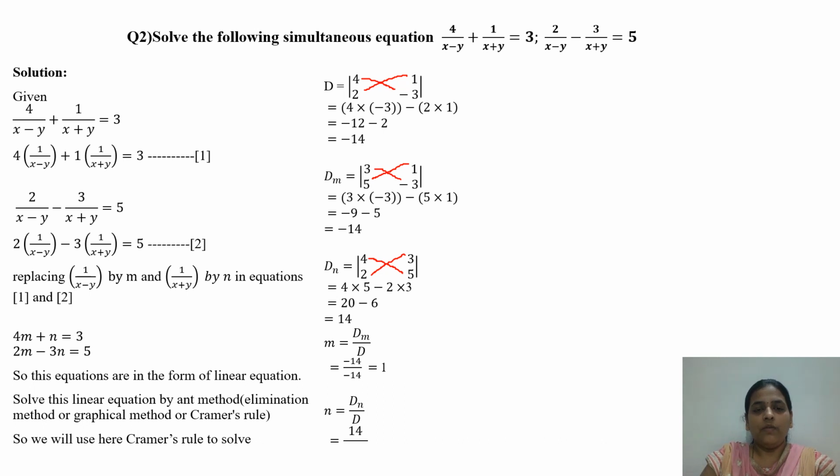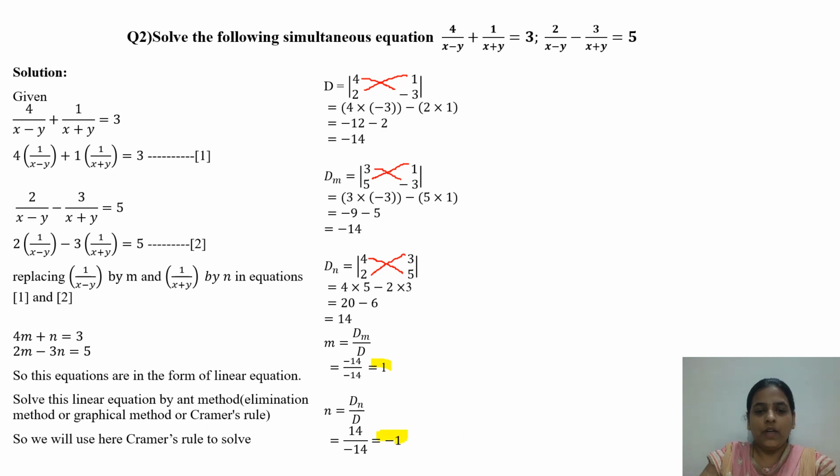Next calculate the value of n, that is we want to divide dn by d. So what is the value of dn here? That is 14. And what is the value of d? Minus 14. Therefore the answer is minus 1. Correct. So what is the value of m? That is 1. And what is the value of n? That is minus 1. Correct.